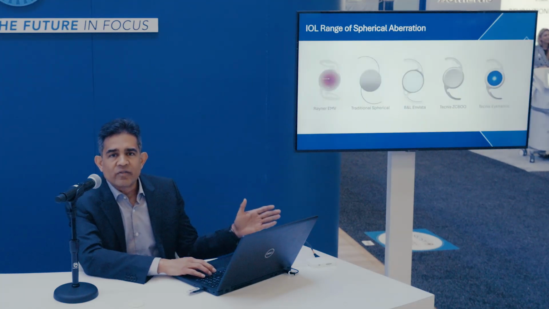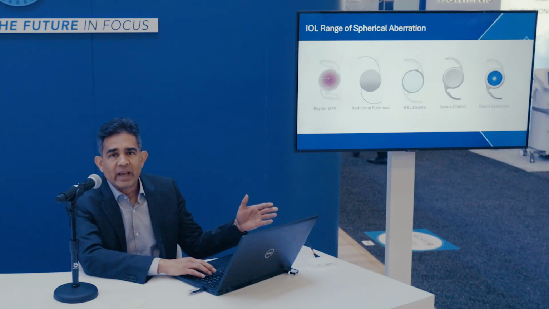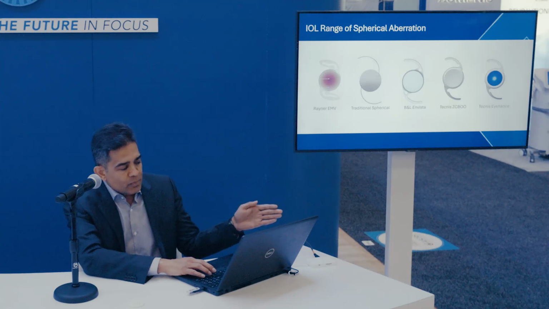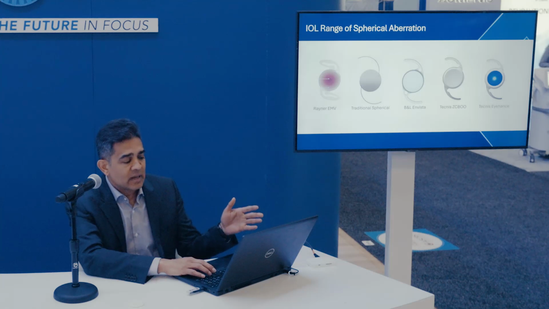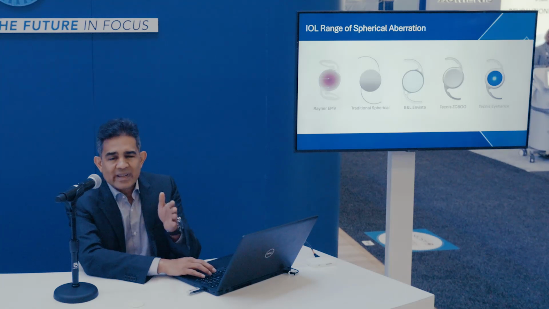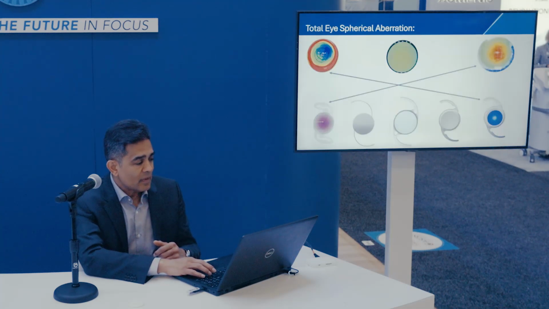Same way, when you look at these various IOLs, starting from the left-hand side, the Rayner EMV has positive asphericity. We move centrally, the Bausch & Lomb Invista lens has zero asphericity, and we go all the way towards the Tecnis Eyehance or the Clarion, and those tend to have negative asphericity.